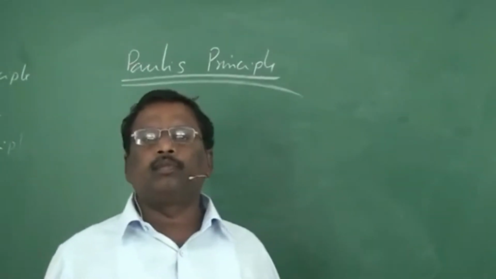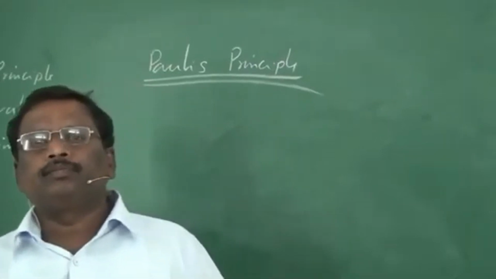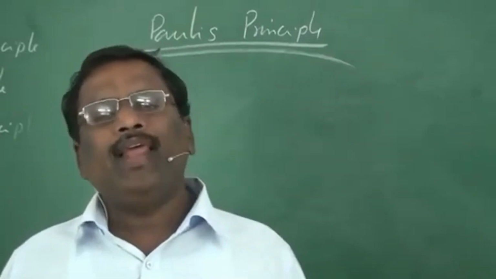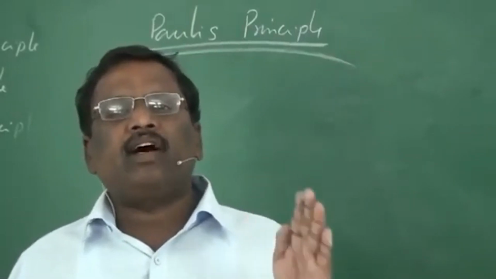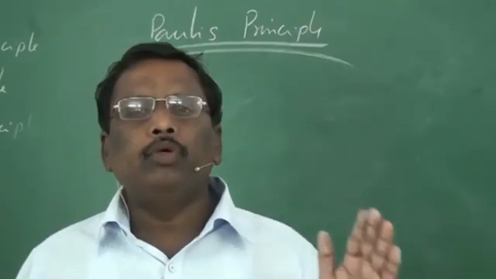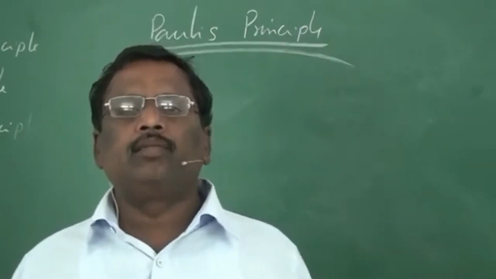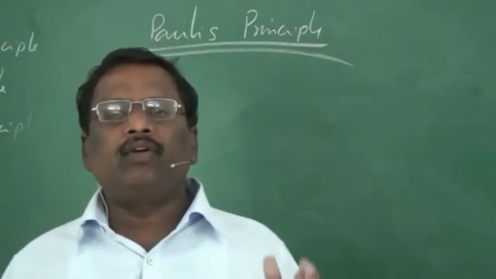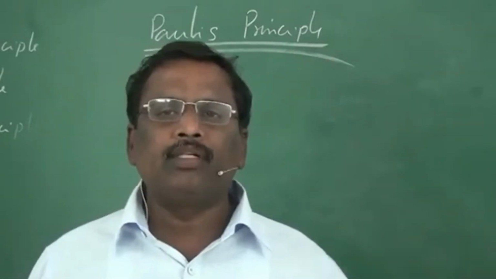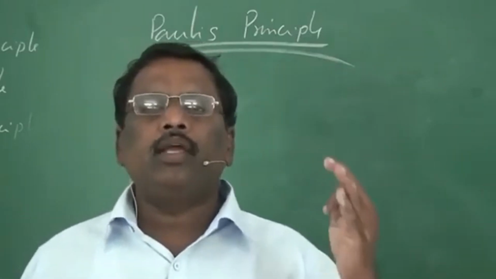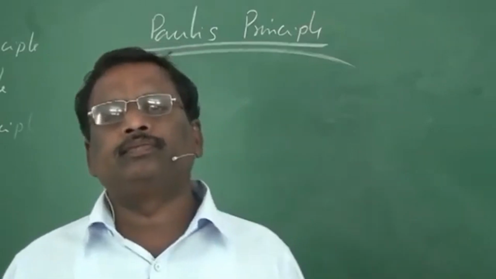Pauli's principle explains to us that no 2 electrons in an atom will have the same set of 4 quantum numbers. No 2 electrons in an atom will have the same set of 4 quantum numbers. 4 quantum numbers means n value, l value, m value, and s value.